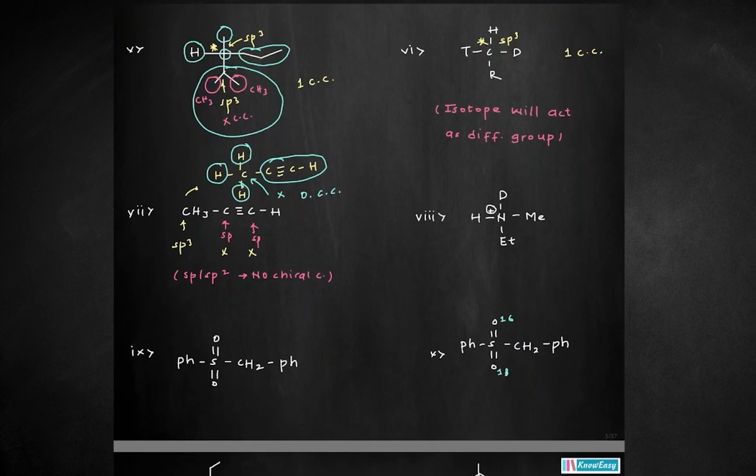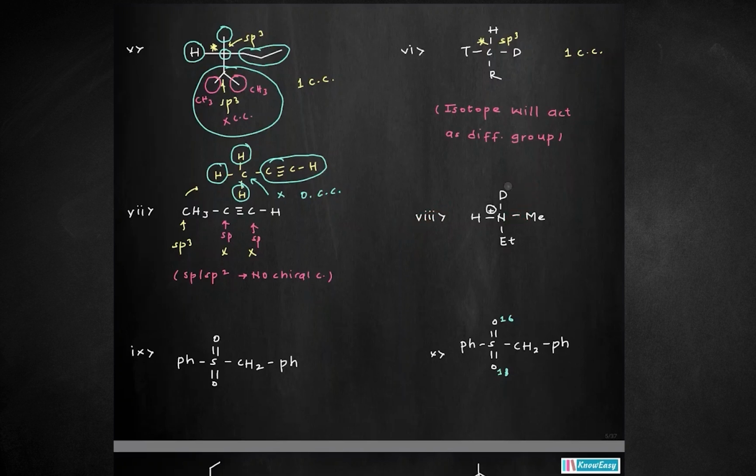Okay. So in this way, systematically and slowly, you have to check each and every center, and then find out whether it is chiral or not. A lot of questions are being asked in JEE Mains on different atoms, even in 2025 as well. Now let's solve question number 8.